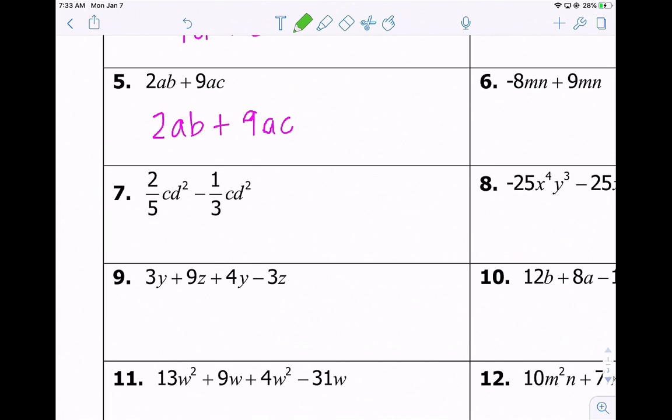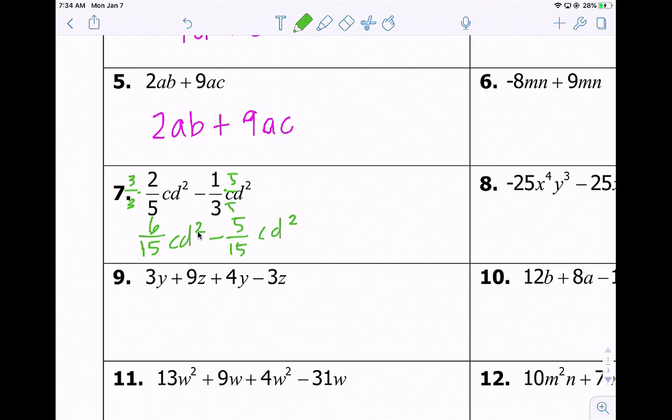So I'm going to multiply this one by 3 over 3, and I'm going to multiply this one by 5 over 5. So this is going to be 6/15 CD squared minus 5/15 CD squared. You just multiply straight across. So we got a common denominator by multiplying to get the same number in the denominator.